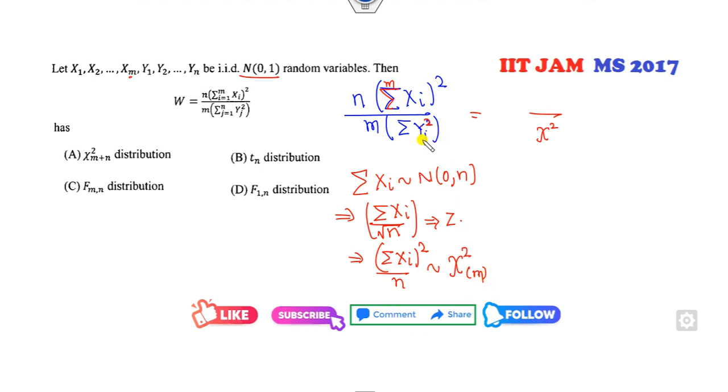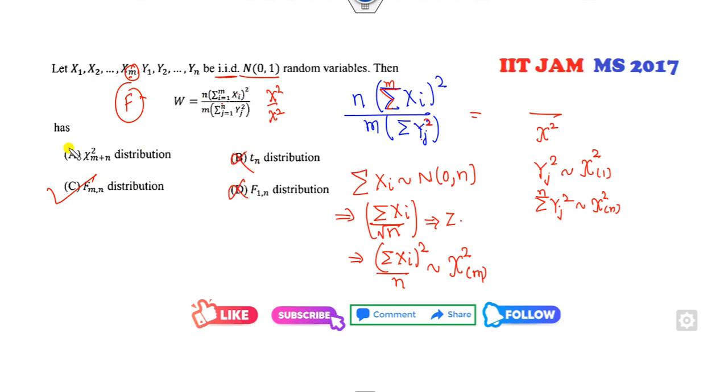Fine. So similarly, what is yj square? Yj square follows a chi-square distribution with degree of freedom 1. If you take the summation of yj square, j varies from 1 to n, it follows the chi-square of n. So once you write this as chi-square of n, if you take the ratio, both are independent. So the ratio of the two chi-squares will be an F distribution with m and n degrees of freedom, and here is the correct answer.